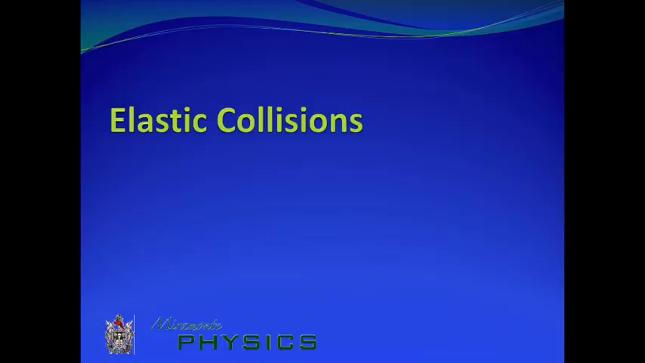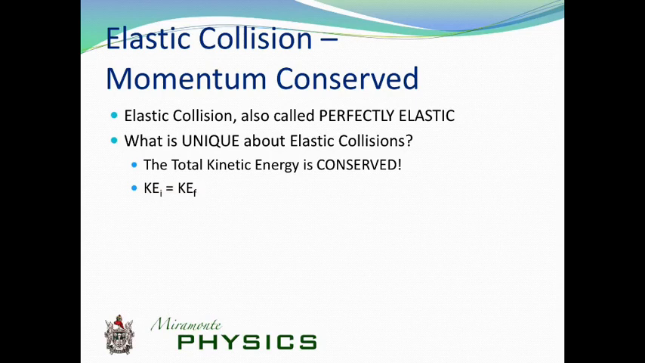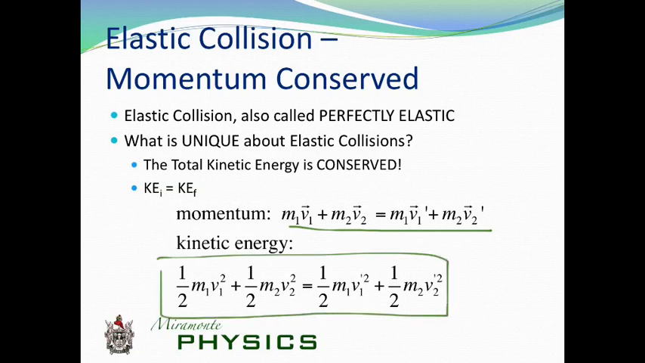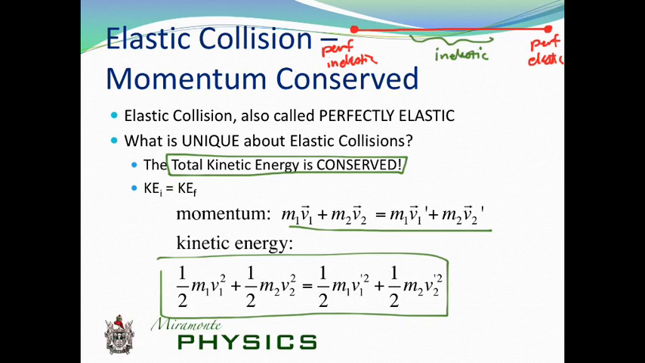Okay, now let's talk specifically about elastic collisions, also known as perfectly elastic collisions. In a perfectly elastic collision, we say that the total kinetic energy is conserved. That's what's really cool about them. So the kinetic energy initial is equal to the kinetic energy final. So we have two equations we can deal with. We have the momentum equation, because momentum is always conserved in every collision, whether it's inelastic, elastic, or perfectly elastic. But in this case, now we have another equation: 1/2 m1 v1 squared plus 1/2 m2 v2 squared is equal to 1/2 m1 v1 prime squared plus 1/2 m2 v2 prime squared. And that sets up some interesting situations, especially if you're talking about things that have equal mass.